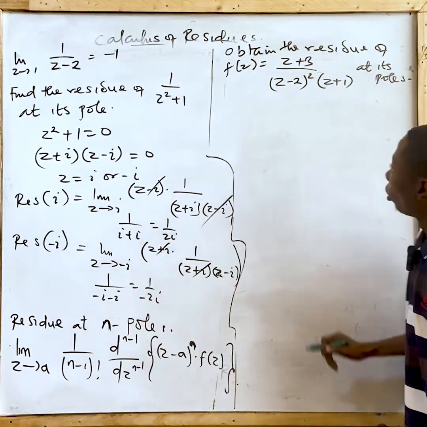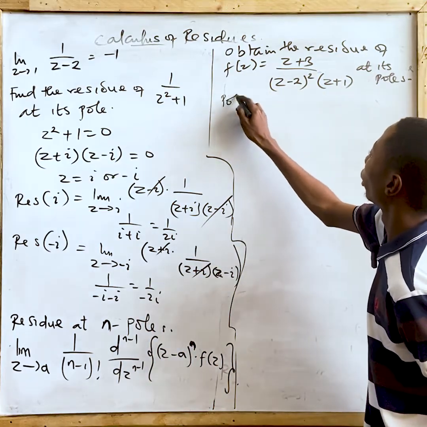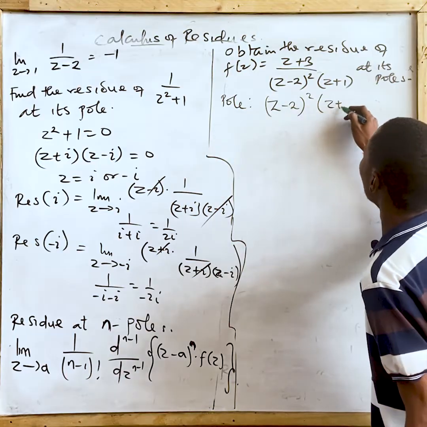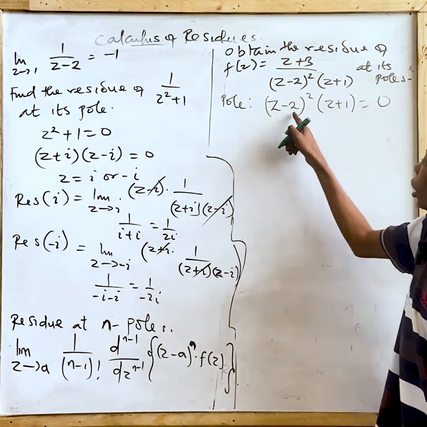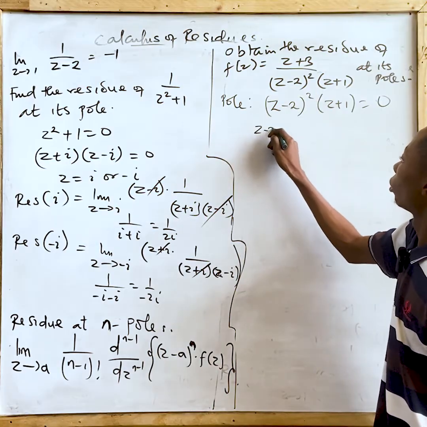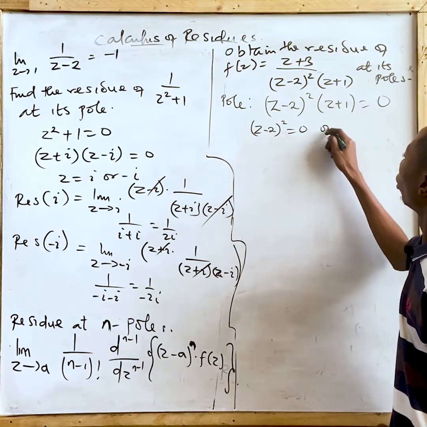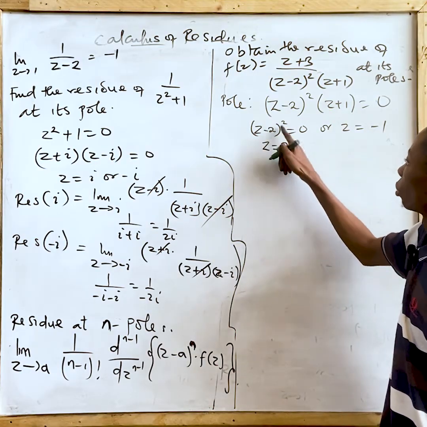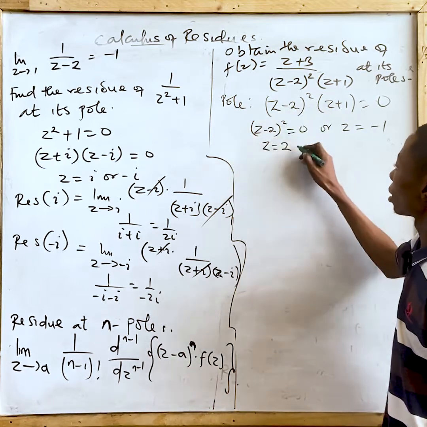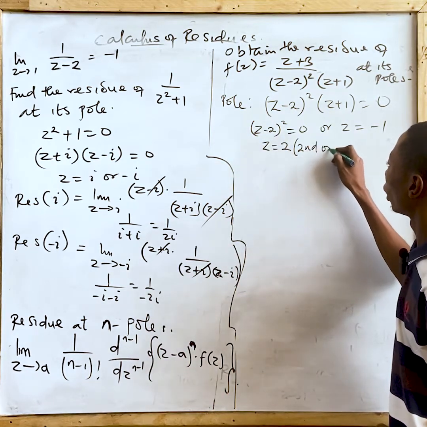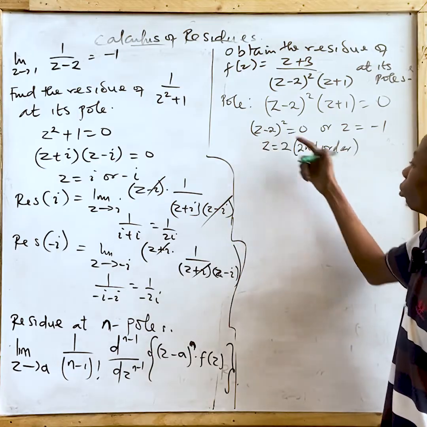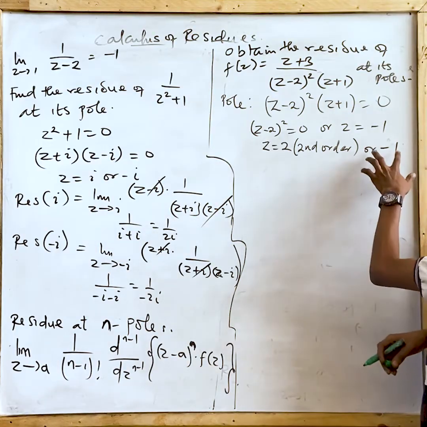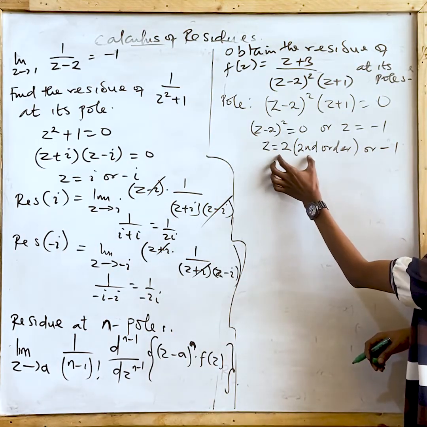So what are the poles of this one now? The poles will be where z minus 2 all squared times z plus 1 equals 0. So z minus 2 all squared equals 0, or z equals minus 1. Here z will be 2 twice. So this is z equals 2 twice, a pole of second order, because z is 2 in two places. Or z equals minus 1. So these are simple poles, and this is a pole of second order.